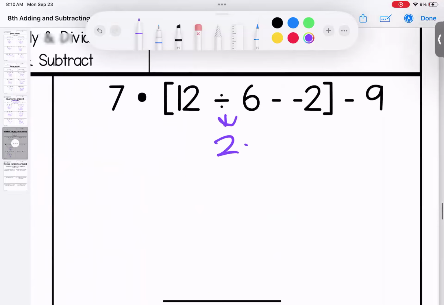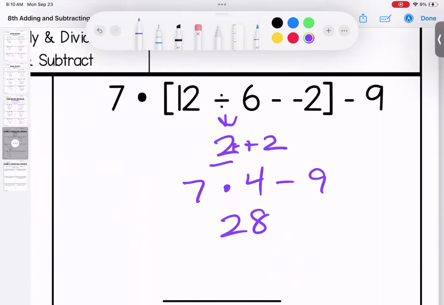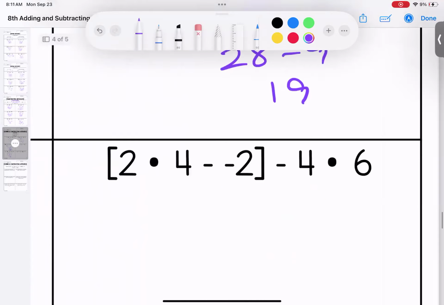Coming up here, starting with my parentheses, you'll see these are very similar. We have a 2. I wanted us to practice that keep, change, change here to make sure we didn't get a 0. 7 times 4 is 28. 28 minus 9 is 19.